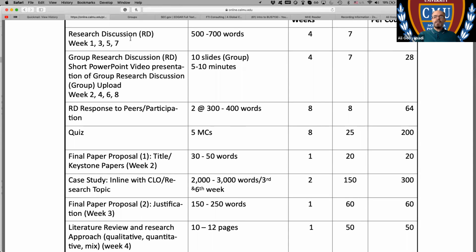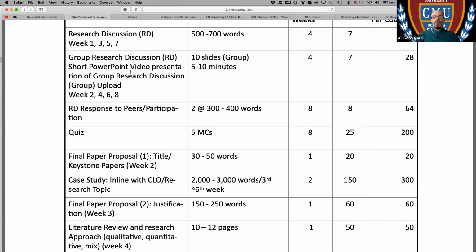And these research discussions are partly done individually, so the whole class gets to be involved, and partly done through teamwork in which you, within your team, have to do it. If it's done individually, it's due on Wednesday night. And if it's done within a group, then because you don't need to have that first post and replies, it's due by the end of the week, namely Sunday.